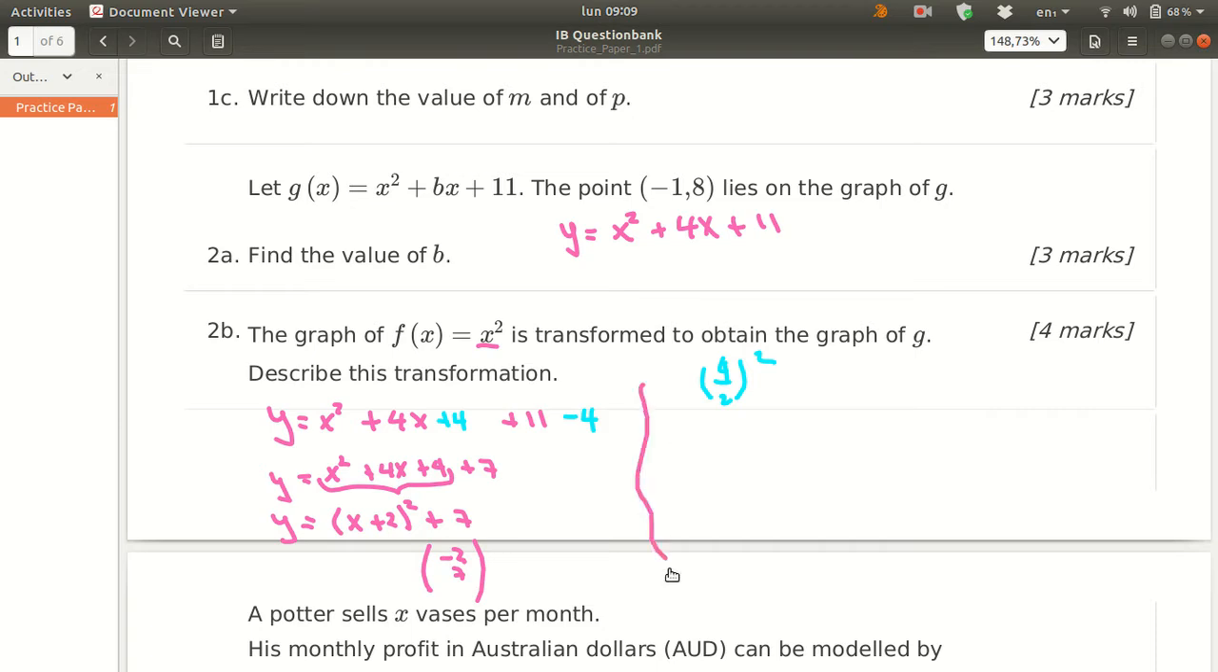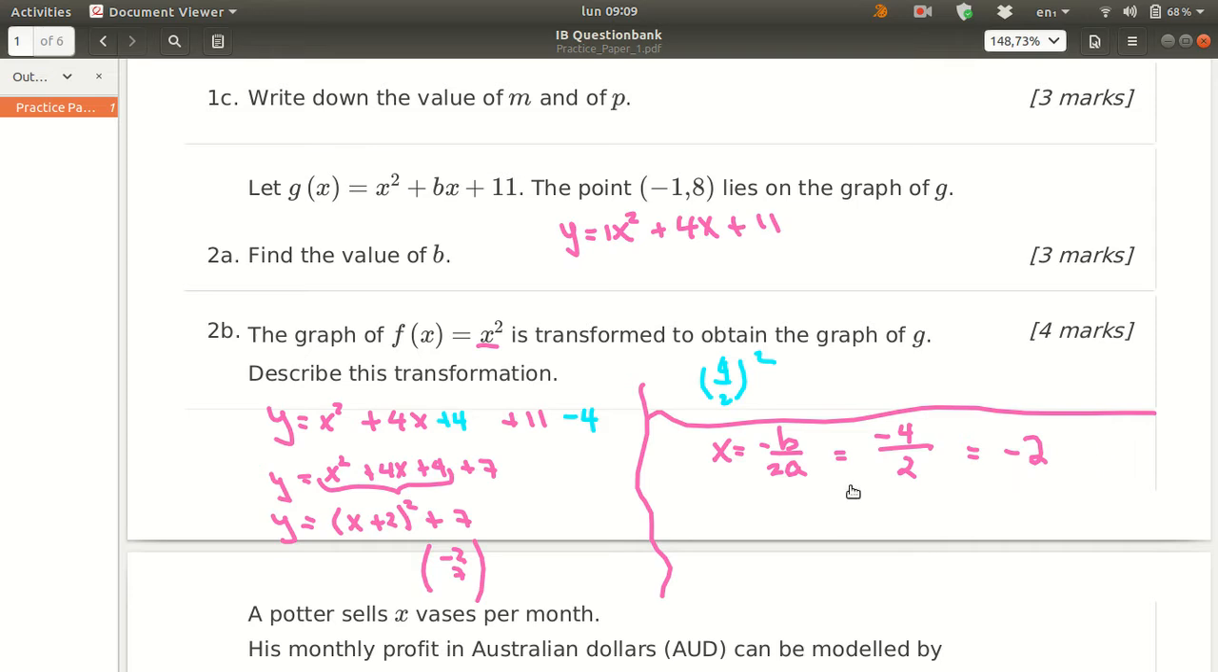All right, the alternative method is to find the vertex. We know that the vertex occurs when x is equal to negative b over 2a. In this case, negative b would be negative 4, over 2a. A is 1 in this case, so 2 times 1 is 2. So it occurs at negative 2. Right there, we already know the shift from the origin to the new vertex is negative 2, so 2 units to the left.